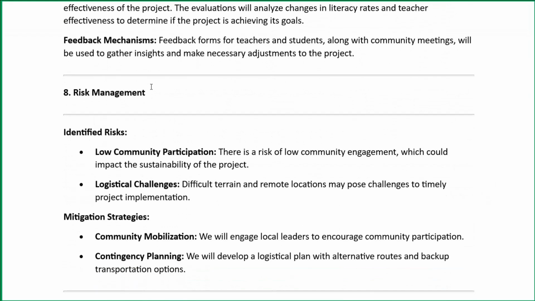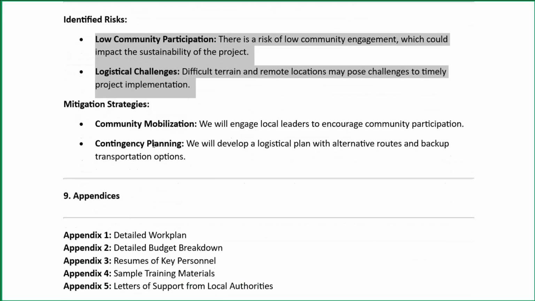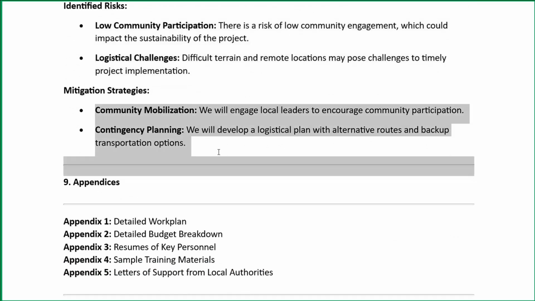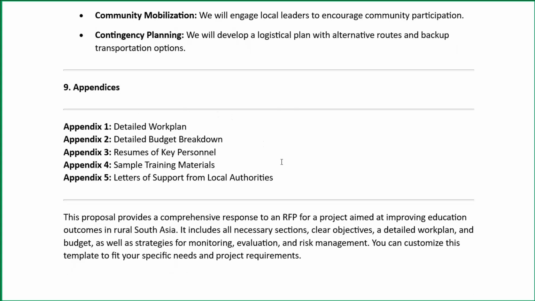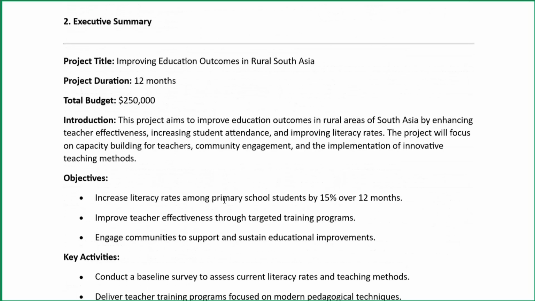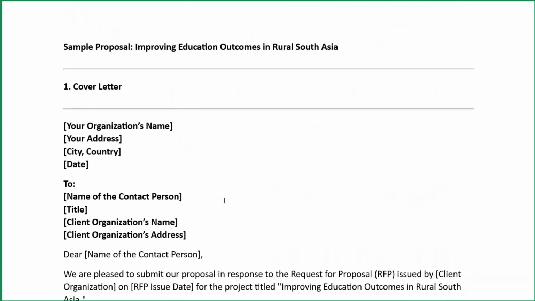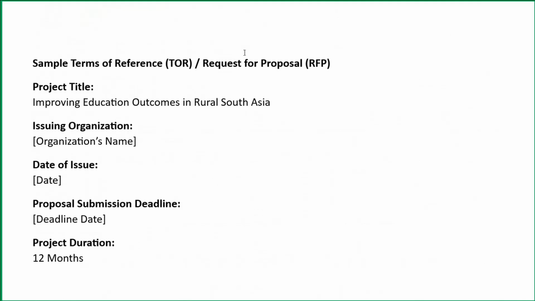And then the last part, which was the risk management. So these are the identified risks and these are the mitigation strategies. And then you can add a detailed work plan, detailed budget breakdown, CVs of key personnel, sample training materials if you have already developed them, and letters of support from local authorities if you can obtain them, so that would be great. This was basically an example of the proposal against this TOR.